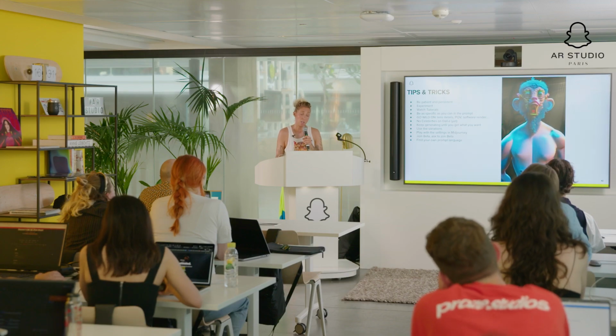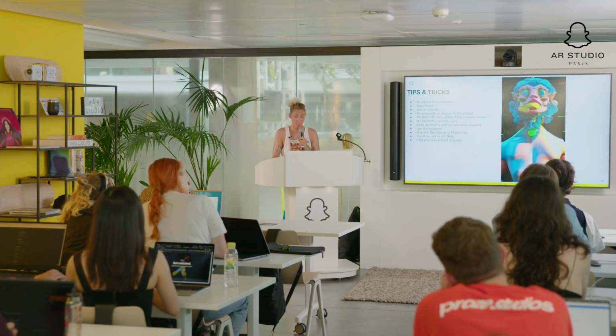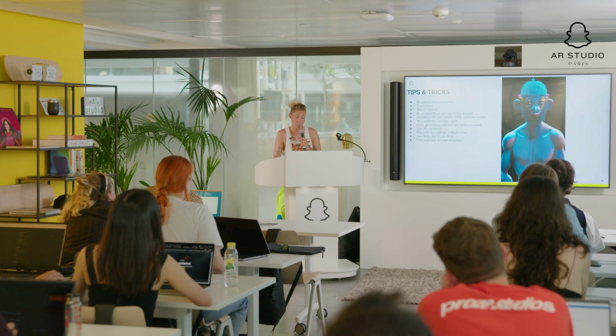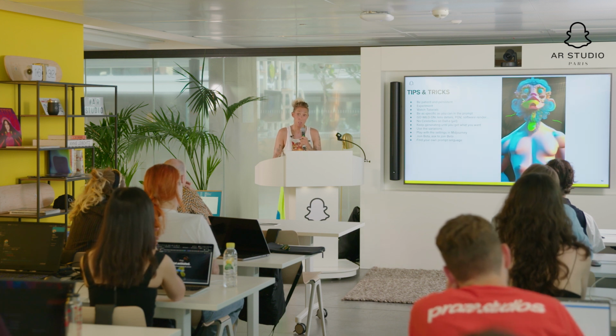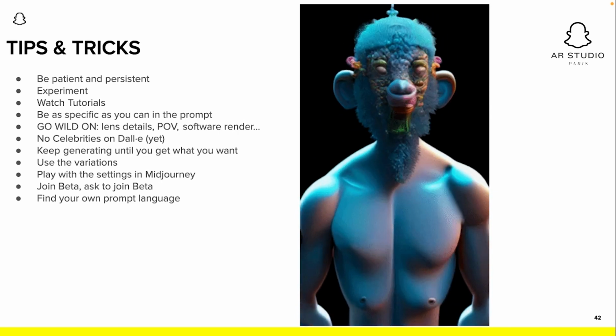There is no celebrity yet on DALL-E possible. It's possible on Midjourney, but it's kind of sketchy. On Wombo, it's great for celebrities. And yeah, keep generating until you get what you want. Use the variation, as I was saying earlier, to get some other outputs. Play with the settings in Midjourney, and especially the describe one is really, really cool. If you see any beta program, just sign in and try. It's always nice to try new stuff, and also find your own prompt language, so you can have your own creative conversation with the machine.